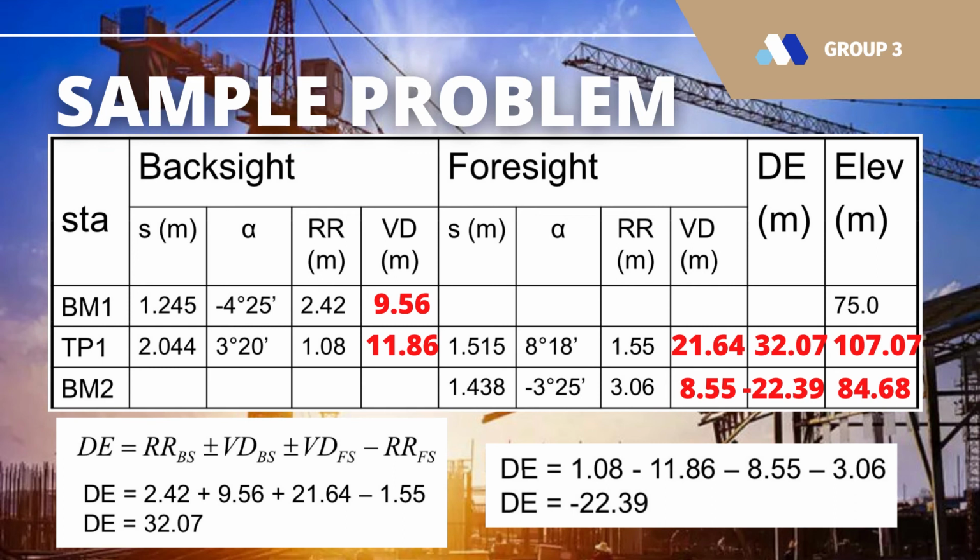As for TP2, which is the rod reading of the backsight, which is 1.08, minus 11.86, which is the vertical distance of the backsight, minus 8.55, the vertical distance for the foresight, minus 3.06, which is the rod reading for the foresight. So that is negative 22.39.